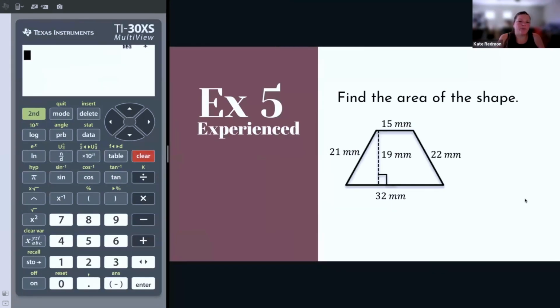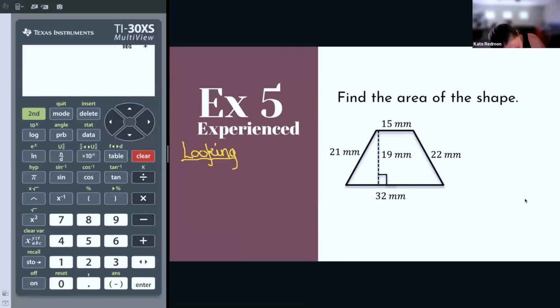Okay, Mason, we're going to move on up to an experience level practice. The only thing that really makes this experience is that it's a more challenging shape, but hey, we already talked about it. And I was a jerk. I gave you more information than you need. Ha! What are we looking for? The area of the shape.